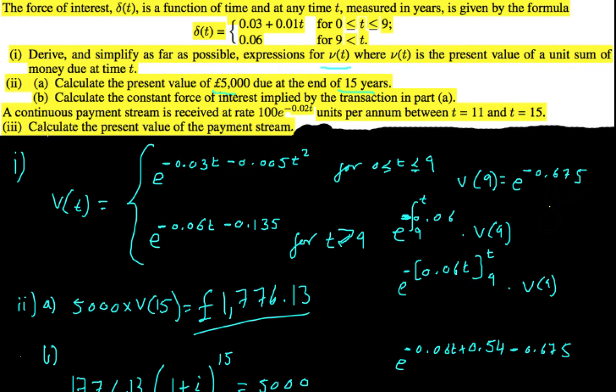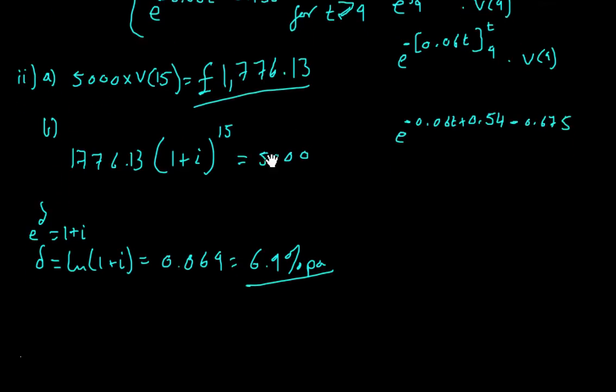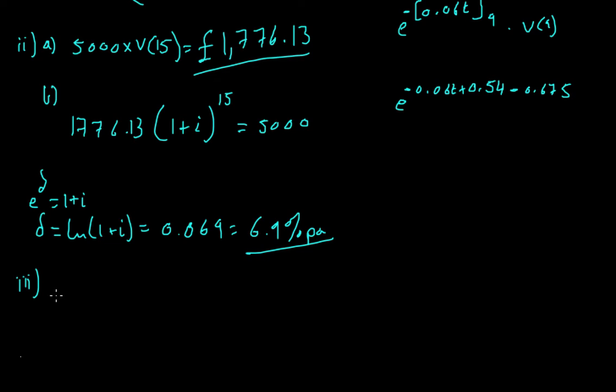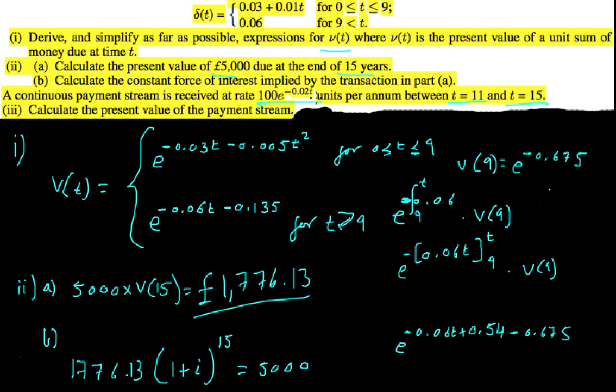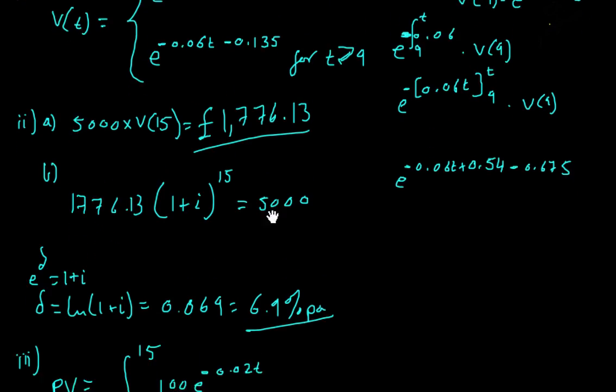And now we're up to part three. Calculate the present value of the payment stream. So a continuous payment stream is received at this rate, 100e to the negative 0.02t per unit between t equals 11 and t equals 15. Okay, I think I got that down. Part three is equal to, so we're finding the present value, between 11 and 15, of 100e to the negative 0.02t. Let's just have a quick look. Yep, and then we've got to multiply it by our v of t during that time when t is greater than 9, because we're starting at 11.